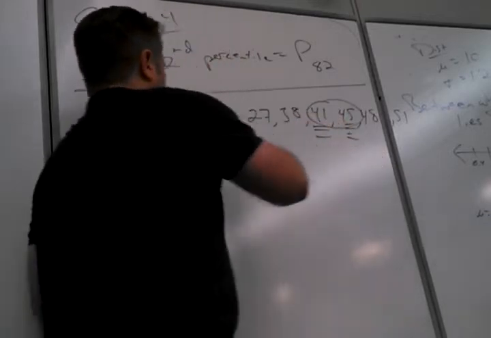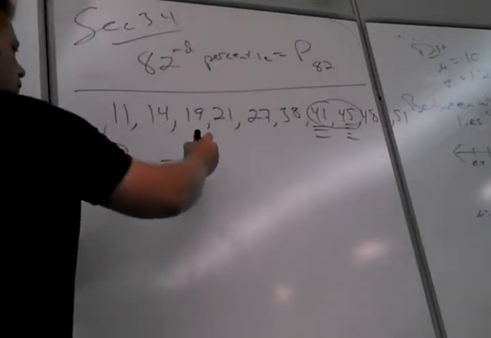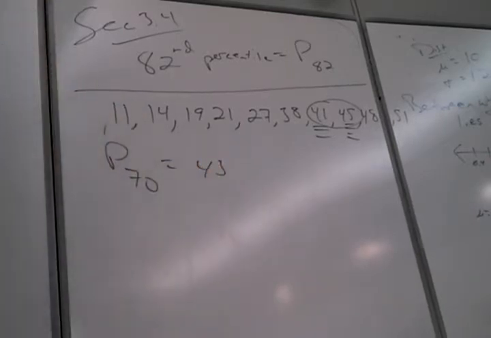So where do you think the 70th percentile is? It must be right in the middle. So it's actually what? 43. I love it.